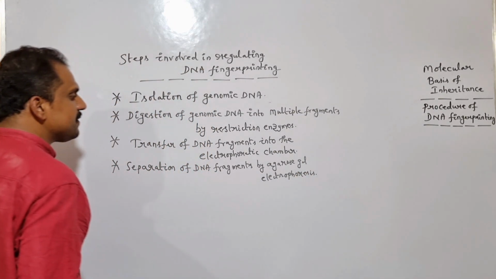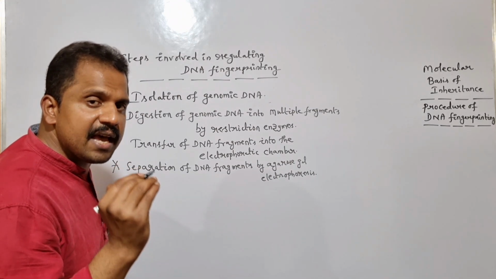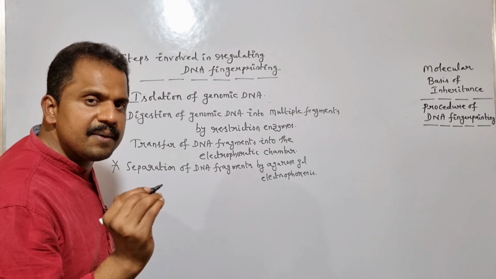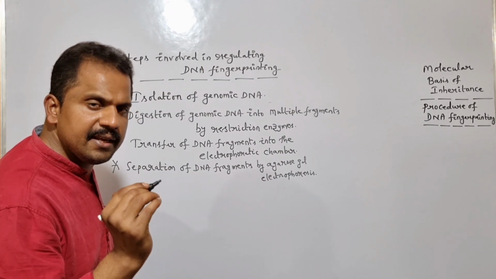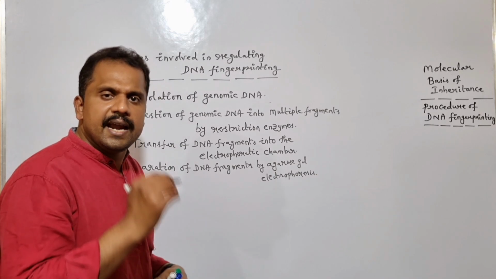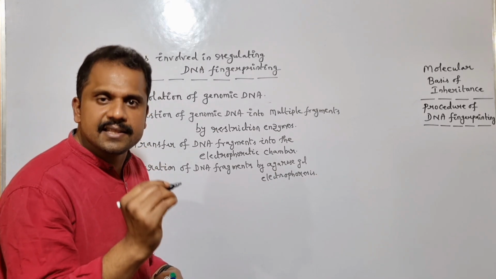And the next step is transferring of DNA fragments from the electrophoretic chamber onto the surface of a nitrocellulose membrane or nylon membrane. This step is termed the blotting mechanism, and the specific blotting carried out here is termed southern blotting.